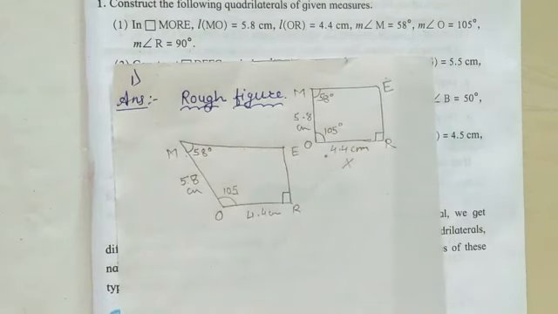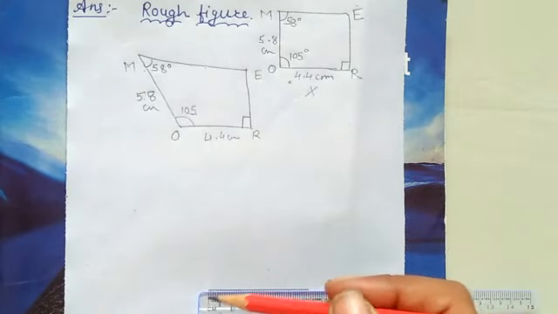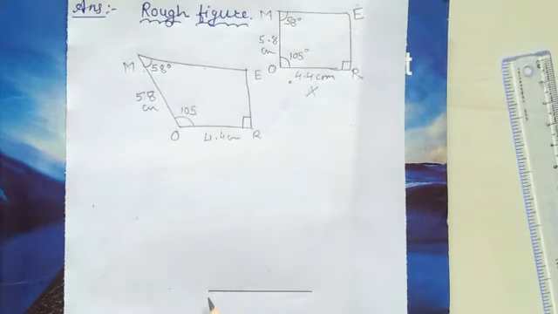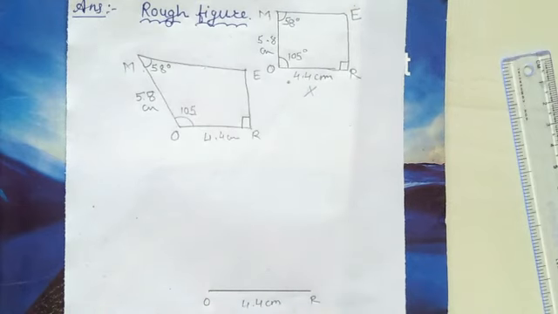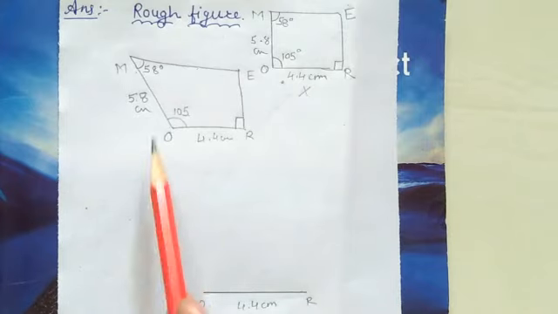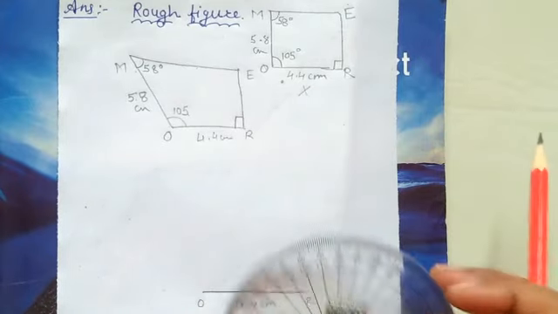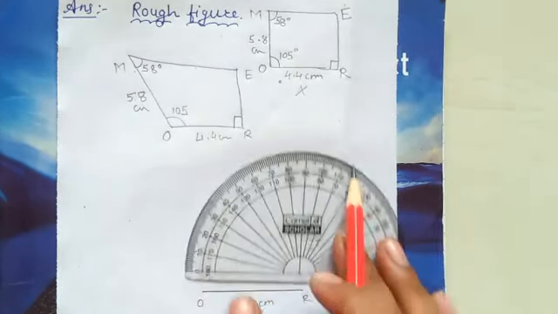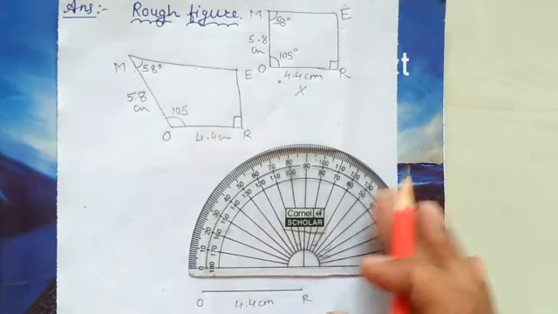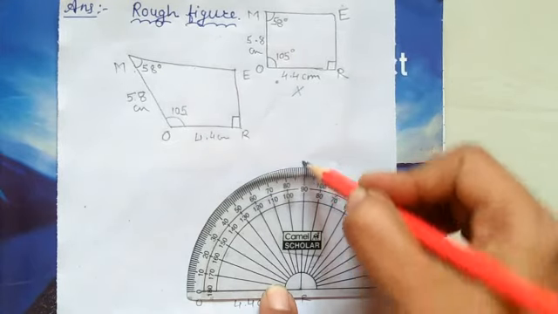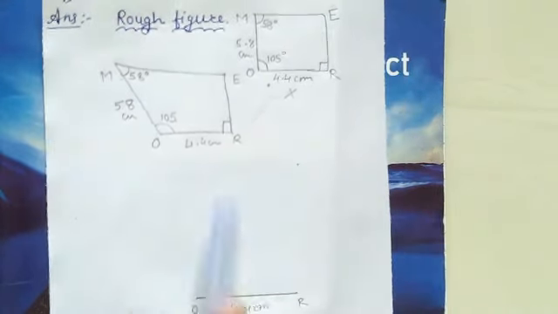So let's start to draw it. Now students, here I have drawn the base of the figure, that is OR, which is 4.4 centimeter. Now we are going to draw these two angles, angle O and angle R. At first R is 90 degree, that we are going to draw. Center of the protractor over the point R. Let's measure the 90 degree. Join it with the point R.